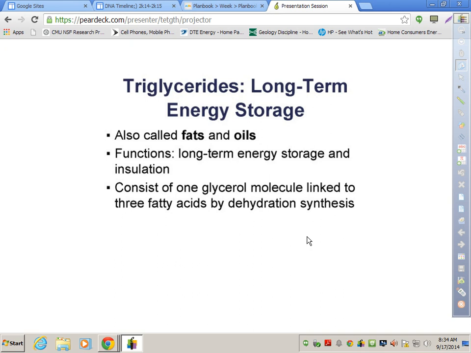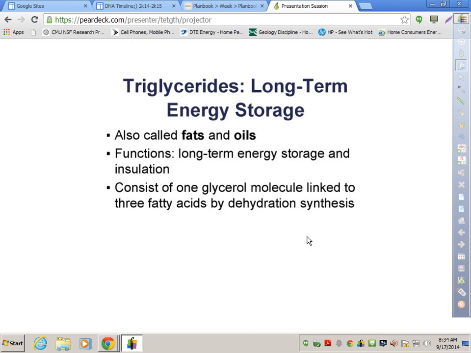They consist of one glycerol molecule linked to 3 fatty acids by dehydration synthesis. So if I see a fatty acid being added on, and I see 3 of them being added on by water being produced, I know that I'm looking at a triglyceride. If you see a structure that has 3 fatty acid tails, and a sugar alcohol, glycerol, involved, you know you're looking at a triglyceride. And it can be a fat or an oil.